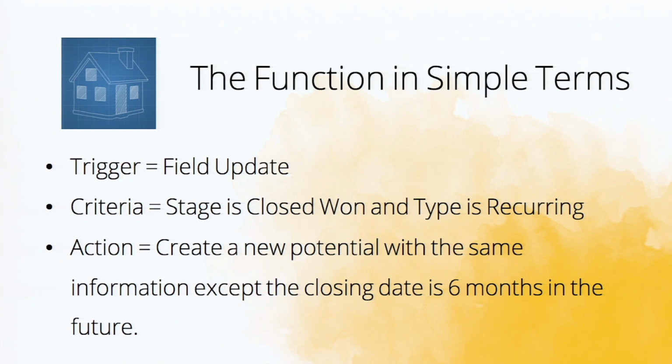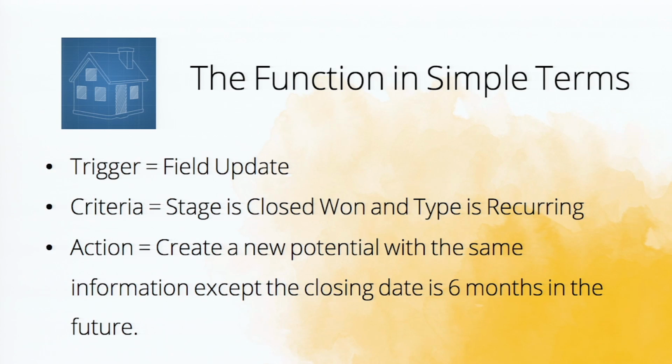So then we need to write in simple terms, right? So first thing is we know what our trigger is. The trigger is going to be the field update based on that stage field being marked as closed won. Same like it almost always is. The criteria is going to be only when the stage is closed won and only if the type of potential that I have is set to be recurring. Those are two criteria.